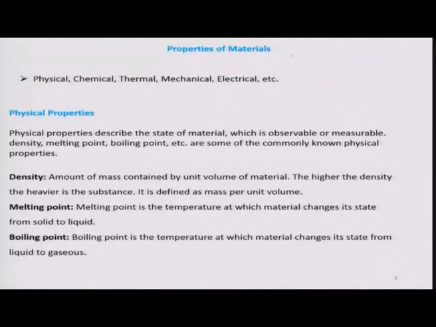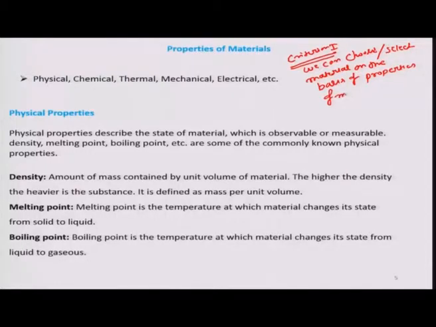So, criterion 1: we can choose or select a material on the basis of the properties of materials.